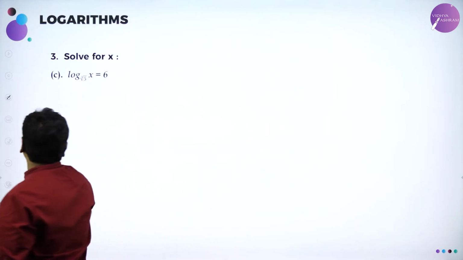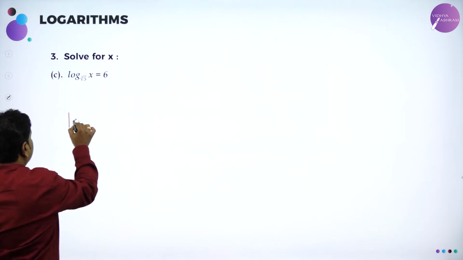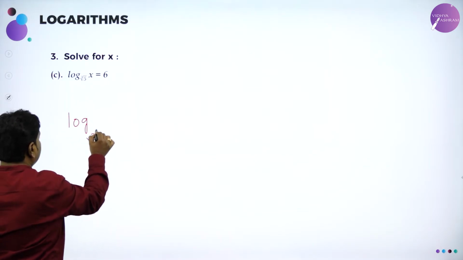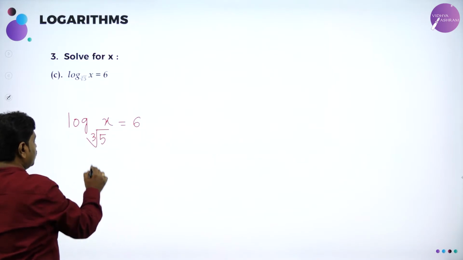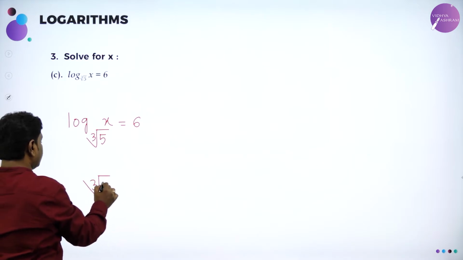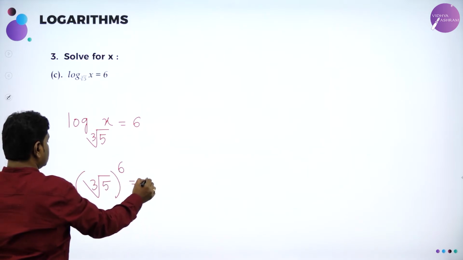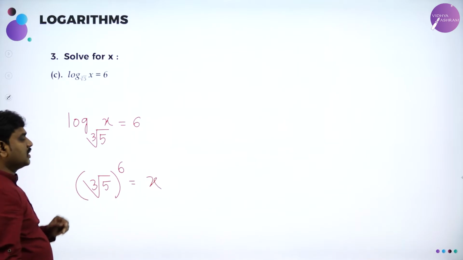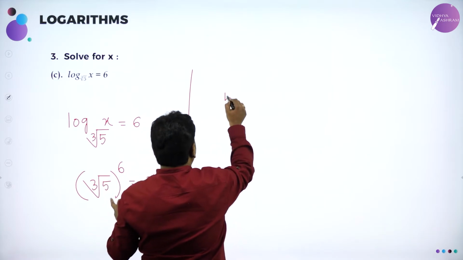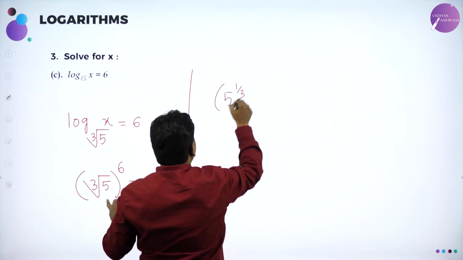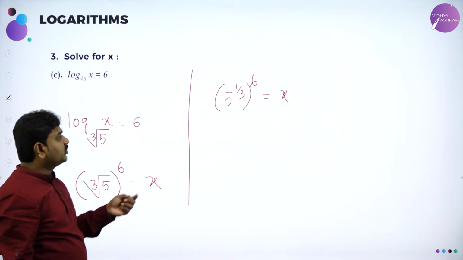Then we have log base cube root 5 of x is 6. They give log base cube root of 5 of x is 6. This can be written as, what is the base? Cube root of 5 power RHS 6 is x. Now simplify this directly. So this can be written as 5 power 1 by 3, cube root, whole power 6 is equal to x. You know, cube root of 5 can be written as 5 power 1 by 3.